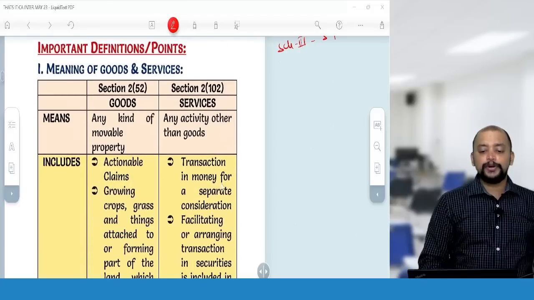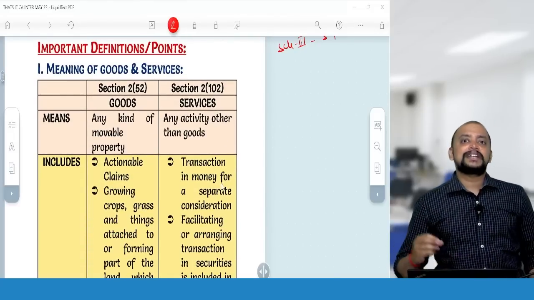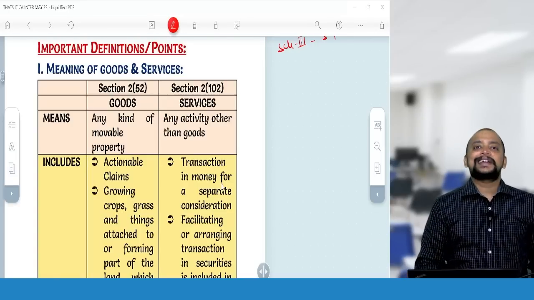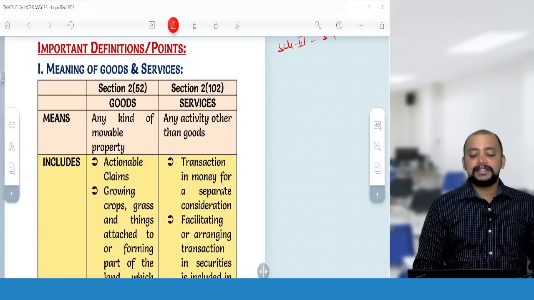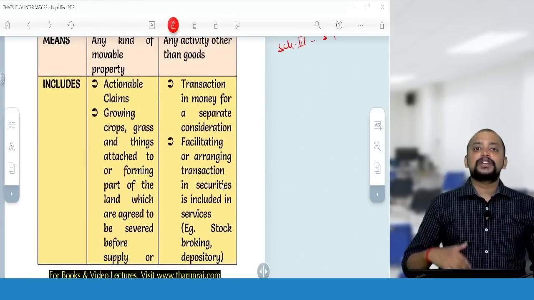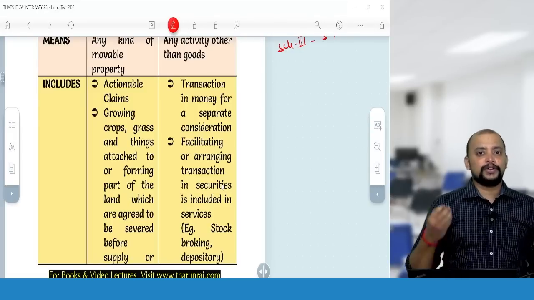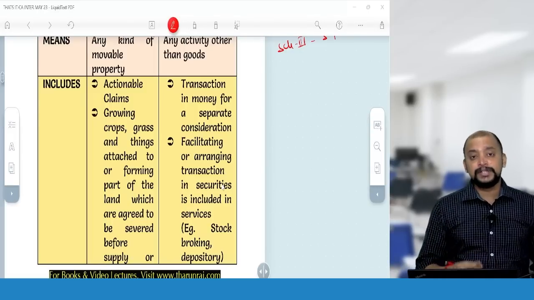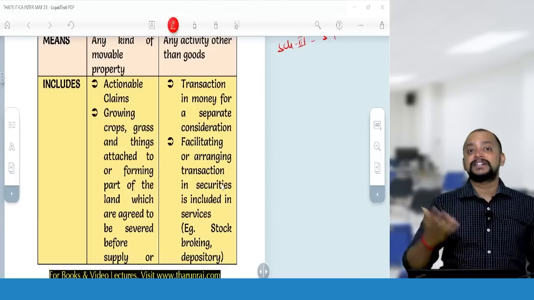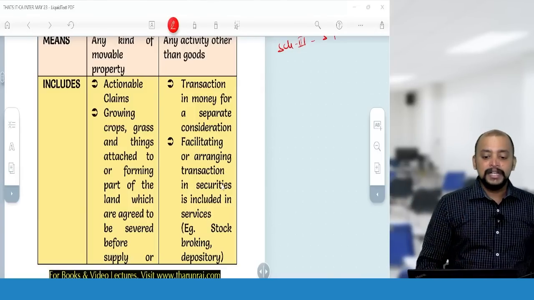Then we have some important definitions. Meaning of goods and meaning of services. Goods are defined under section 2 clause 52, service under 2 clause 102. Goods means any kind of movable property, but it does not include money and securities. But goods definition includes actionable claims like instruments. So like bill of exchange, promissory note, these actionable claims will be covered under goods. Even growing crops or things attached to or forming part of land agreed to be severed or cut under the contract of supply are also covered under goods. So this is the meaning of goods.